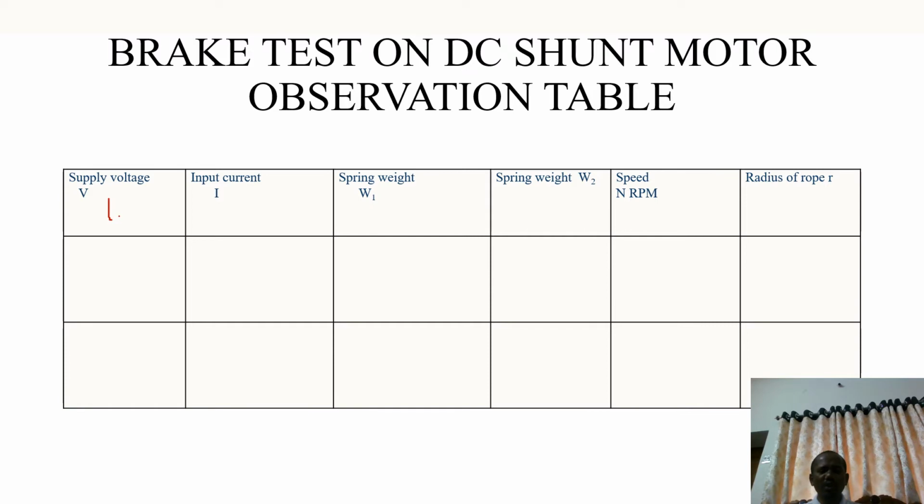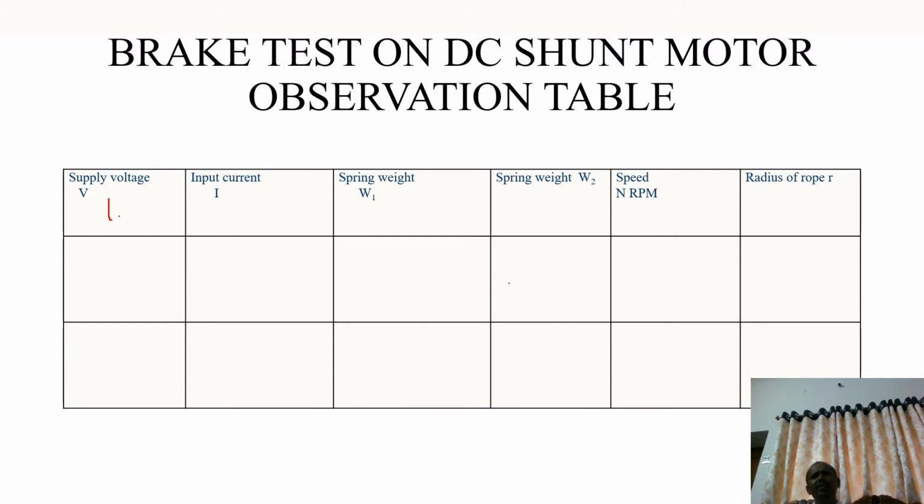First, under no load condition, you can write, for example, V is 220 volts. We are not applying any load. Input current is approximately 9 amperes. Actually, you can note the rated value of the DC shunt motor, so the input current is like 9.3 or 9.4 amperes. Both the springs show readings of 0 and 0, so W1 and W2 are 0, 0.